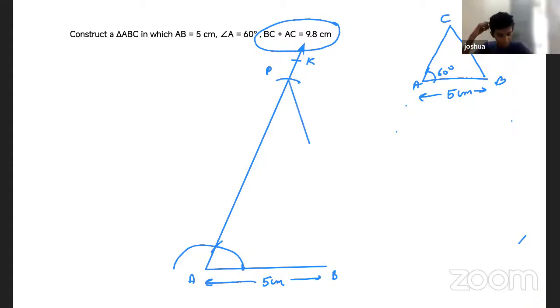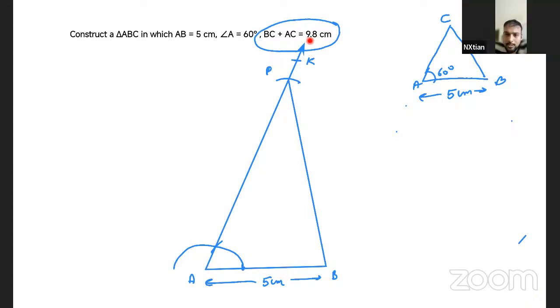So how do you cut the arc? How do you use the measurement for it? I told you, measure the 9.8 with the compass from the ruler. Okay, measure 9.8 from the ruler. Put the tip on A and then cut the arc on K, like AK. Quickly do it.